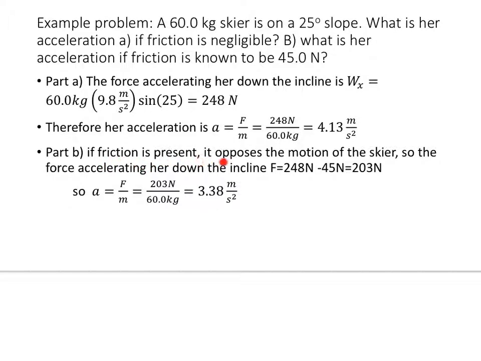Okay, now if friction is present, then that frictional force opposes the motion, so we're going to subtract that from the force tending to accelerate her down the incline, that 248 newtons. So that gives us 203 newtons. So her acceleration is that net force, 203 newtons, divided by, again, her mass, 60 kilograms, which is now 3.38 meters per second squared. So you can see that her acceleration is less when friction is taken into account.